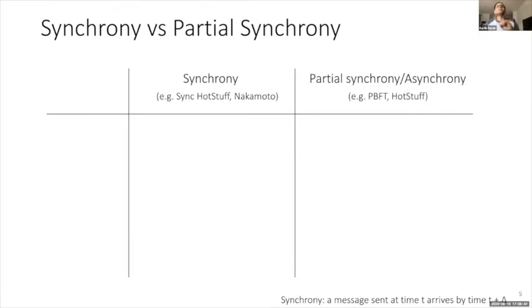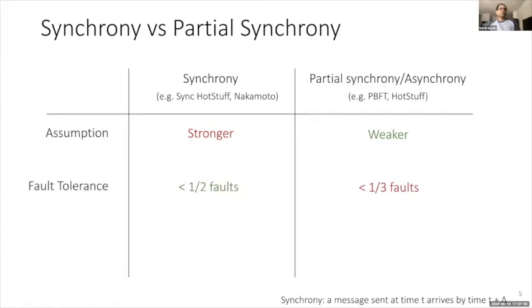So here is a short comparison between these two models. First, in terms of the assumption itself, the synchrony assumption is far stronger because we are expecting that all messages arrive within a bounded delay. With partial synchrony or asynchrony, we do not make that assumption. However, the advantage with a synchronous protocol is that you can tolerate a higher number of faults. We can tolerate 49% faults with a synchrony assumption, whereas with partial synchrony or asynchrony, there are lower bounds to show you cannot exceed a third.